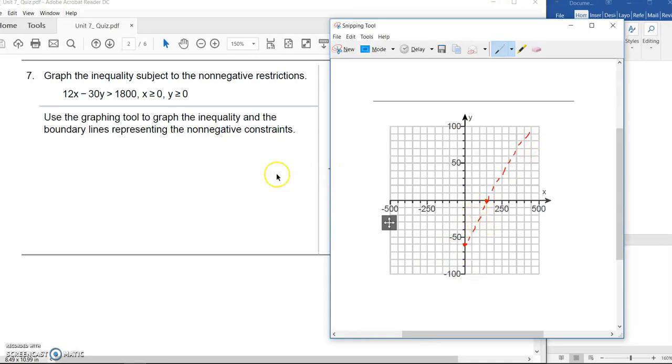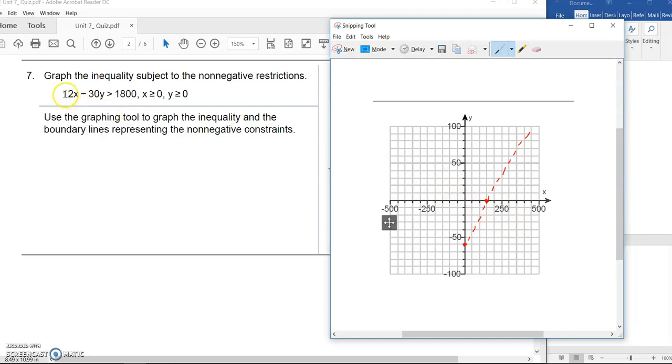And now we need to decide which side should be shaded. Should it be this upper side or should it be this bottom side? And how do we decide? We just pick a point and test. And remember, the easiest point to test is 0, 0. If it turns out to be a solution for this inequality, then I have to shade the side that includes 0, 0, which is the upper side. If it turns out to be not a solution, then I will exclude it, meaning I have to take the bottom side, excluding 0, 0.